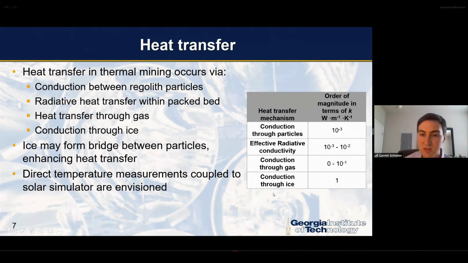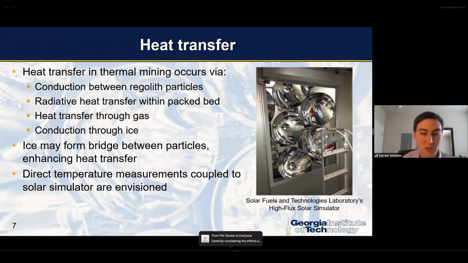And then finally, the most interesting mechanism, I believe, is the conduction through the ice. And that's because ice has conductivity on the order of 1. And in fact, ice may form bridges between particles, enhancing heat transfer into the regolith, and essentially providing a pathway for that heat. And so to measure this, direct temperature measurements coupled to a solar simulator to demonstrate this thermal mining are envisioned. I was hoping to get this done within the scope of my PhD, but due to COVID, I will have to nix this aspect, but hopefully another student can come along and continue this project.